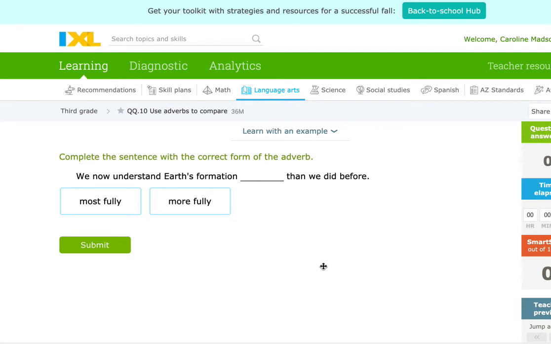All right, complete the sentence with the correct form of the adverb. We now understand Earth's formation blank than we did before. So now also what to point out is we're also going to be using most and more. More is just like our two things, ER. Most sounds like our EST. We're going to use that when we're talking about more than two things. So we now understand Earth's formation more fully than we did before.